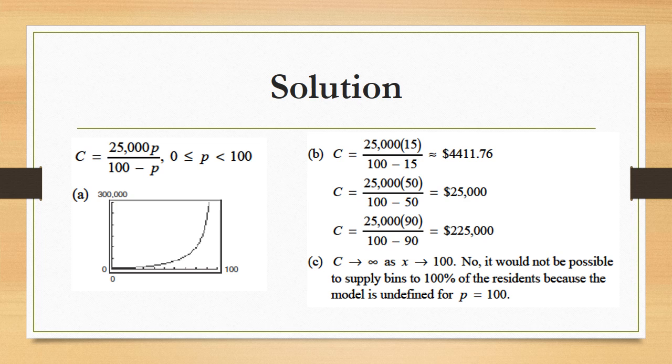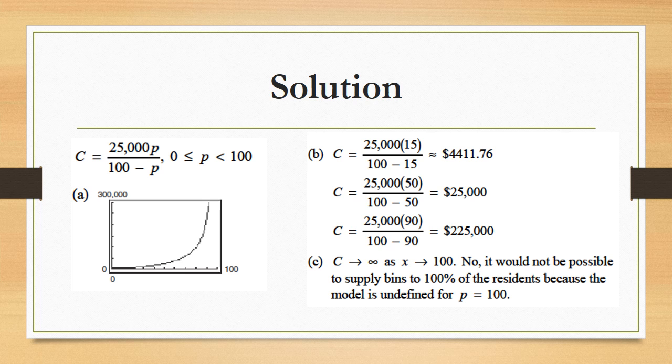And then for C, as X approaches 100, C approaches infinity. In other words, we have a vertical asymptote there, which should not surprise us because when P is 100, the denominator is undefined. So we have an asymptote there, and it's not possible to supply bins to 100% of the residents because the model is undefined for that value.